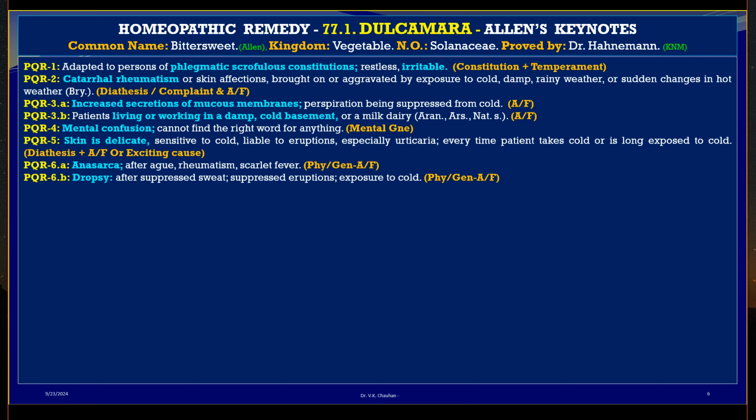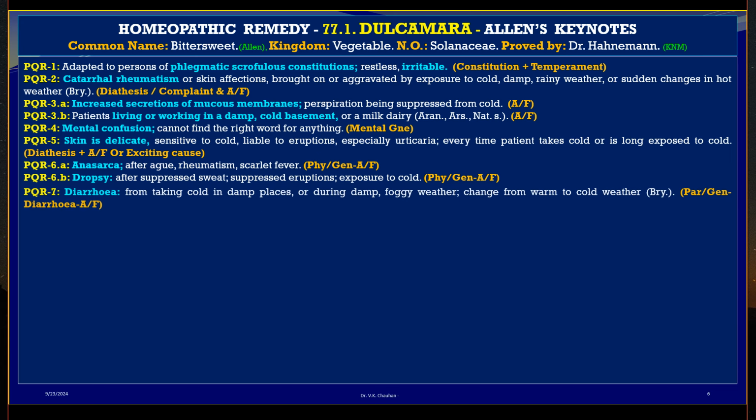So we go to 6B, dropsy. It is almost a component of anasarca only, and dropsy is regional. Anasarca is a systemic edema. So dropsy after suppressed sweat, suppressed eruption, exposure to cold, all these things bring about an active flare of psora and psoric condition. Especially he is telling us about dropsy, and dropsy can be regional. Regional means there can be hydrothorax, there can be ascites, there can be pedal edema. Why? Suppression of eruption and exposure are the exciting cause.